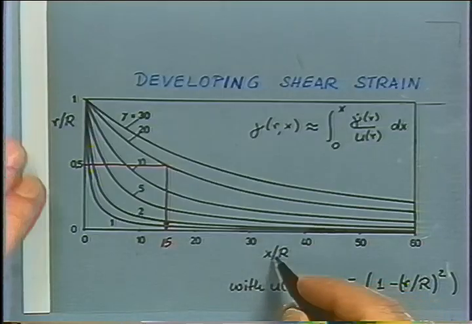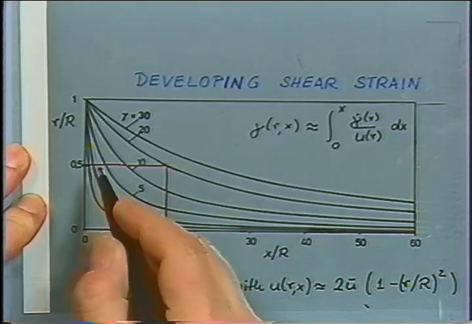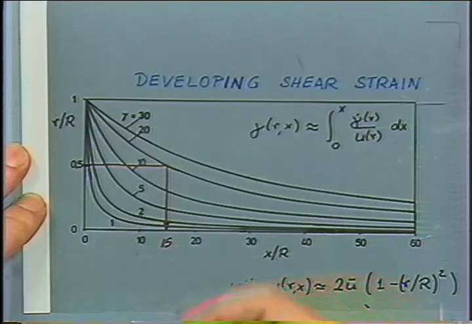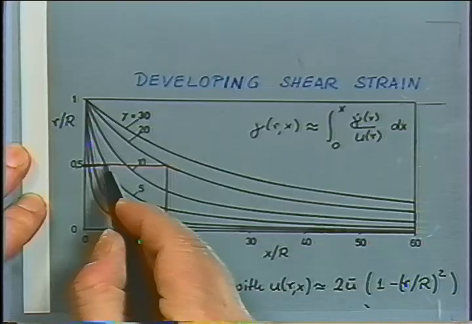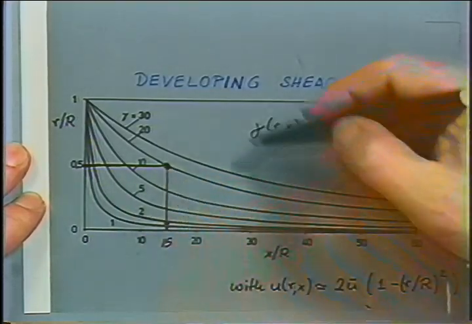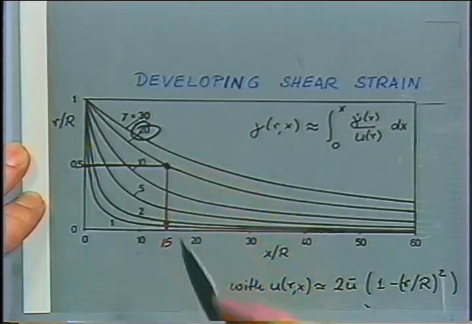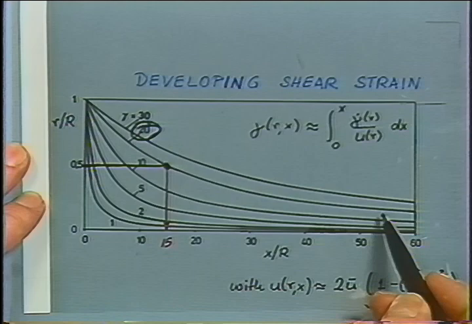This is the axis down the capillary, and at position 0.5, between the axis and the wall, the material element is just halfway. That element has to go down the channel this far to reach a shear strain of 20. This line is associated with gamma equal 20.